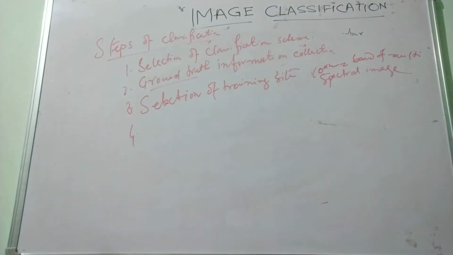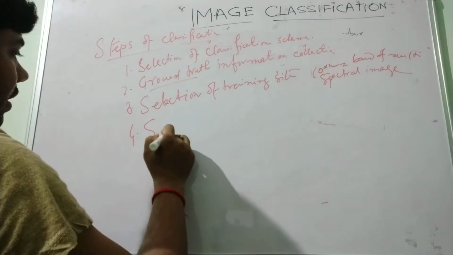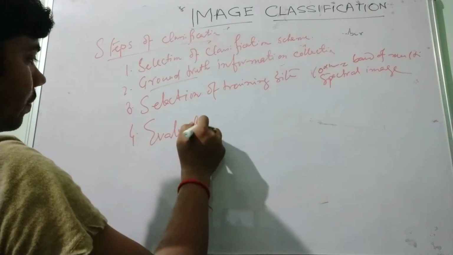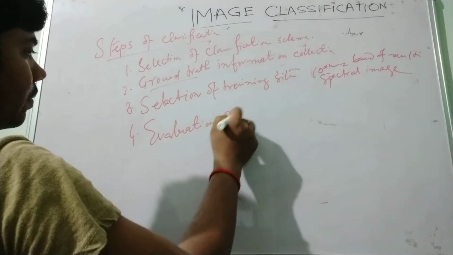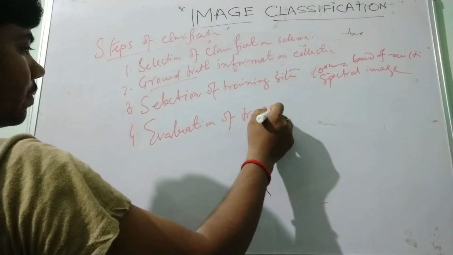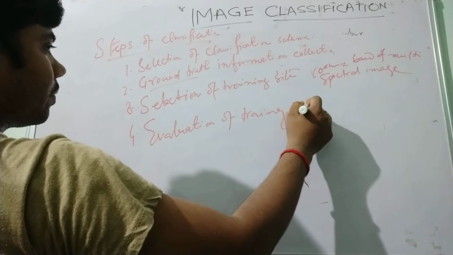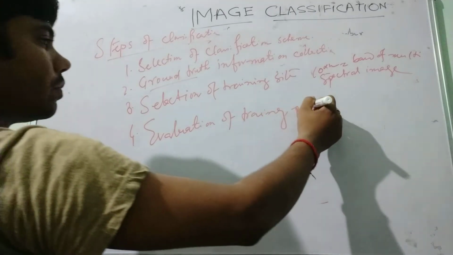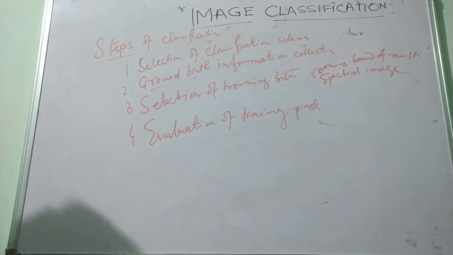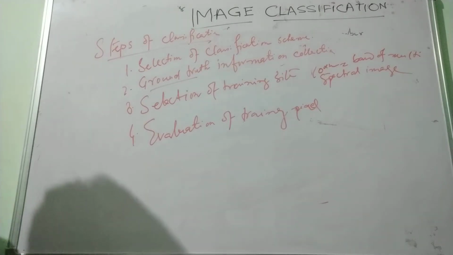Step 4, evaluation of the training pixels. This training data should be normally distributed. We can test it through histogram analysis to determine the pixel distribution values of each of the training sets.